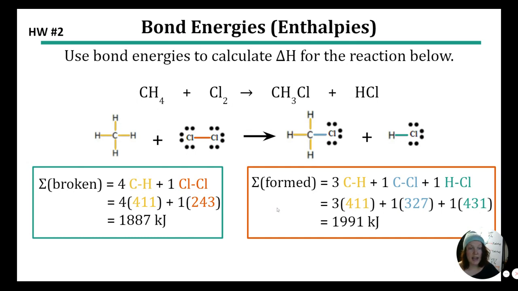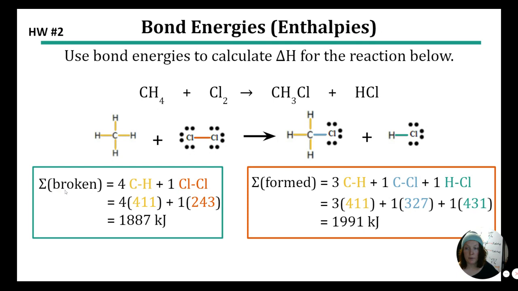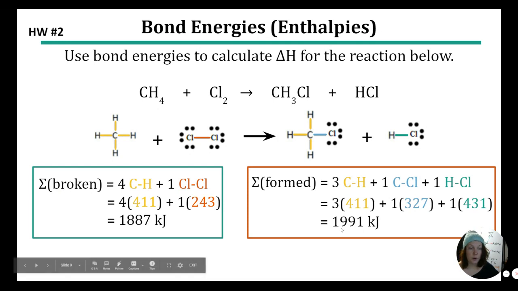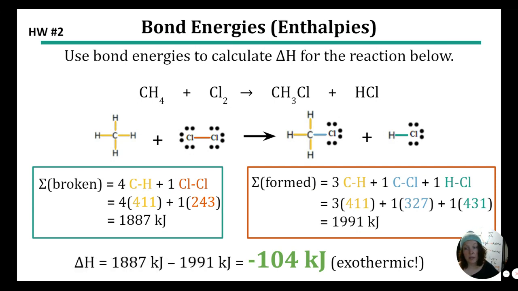Then we're going to go ahead and plug these values in at the bottom. The sum of the bonds broken and the sum of the bonds formed. Plug them into our bond energies equation, which is sum of bonds broken minus the sum of the bonds formed, which gives us negative 104 kilojoules of energy. And because this is a negative delta H value, we know that it's also going to be a negative delta T and a negative Q value, making this an exothermic reaction. That means that this reaction is releasing energy to the surroundings, not absorbing it, right? It's exiting, exothermic.